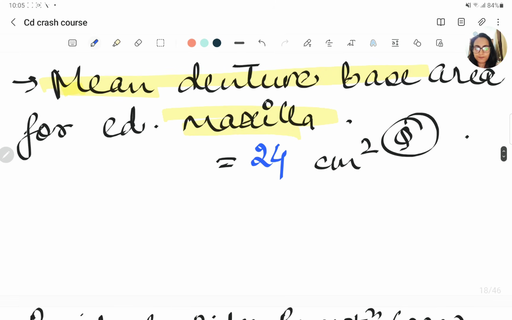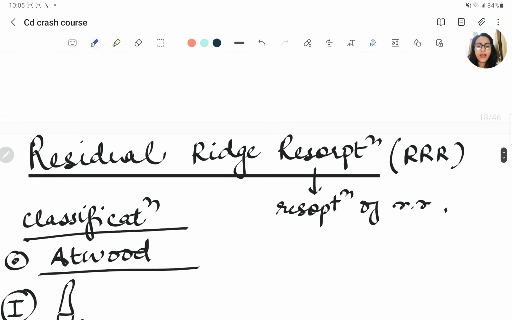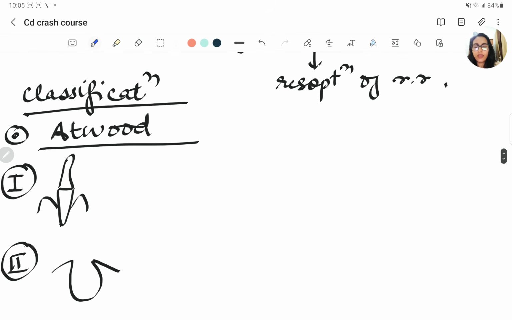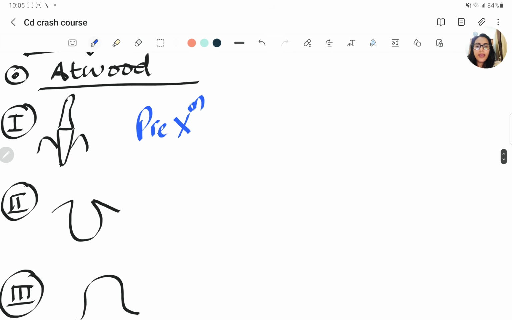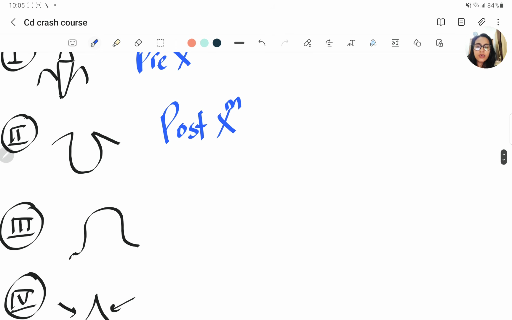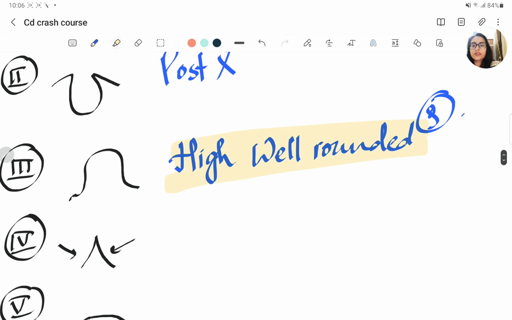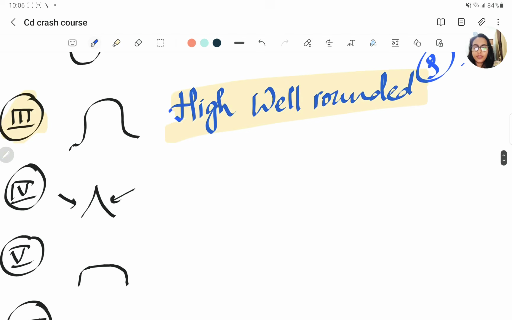So coming to the Atwood residual ridge resorption classification. Based on that, the first one is pre-extraction, before the extraction. Then we have the extraction socket, that is post-extraction. The third one is very good for retention, what we talked about, a high well-rounded ridge. So a high well-rounded ridge is very good for the retention of the denture. Then we have class 3. So remember class 3 is best for retention.